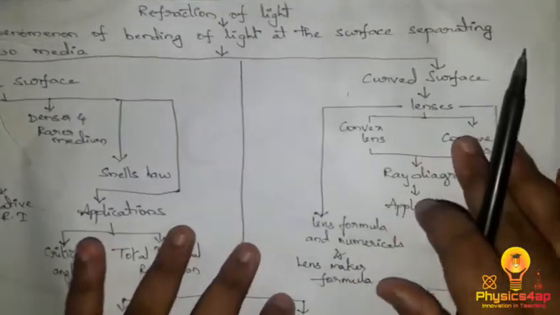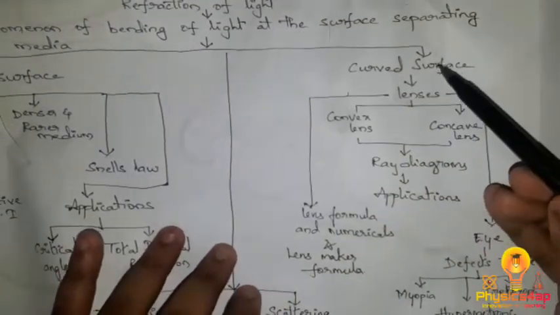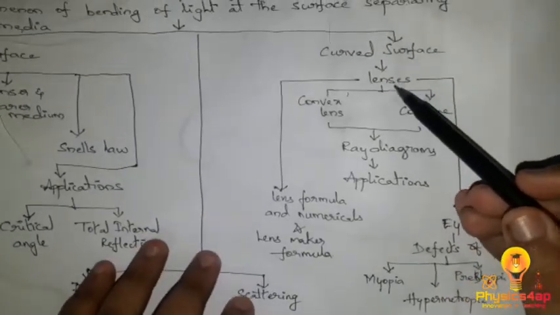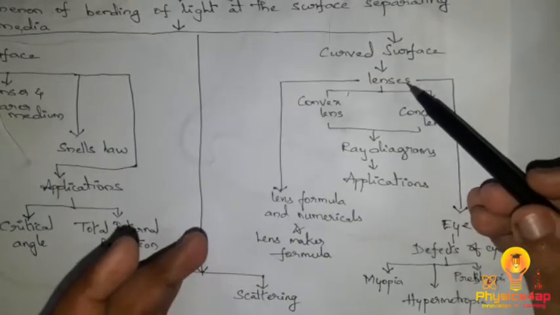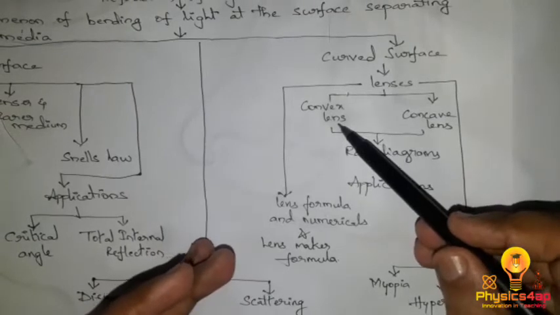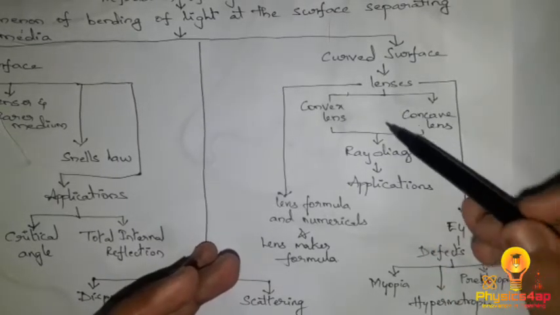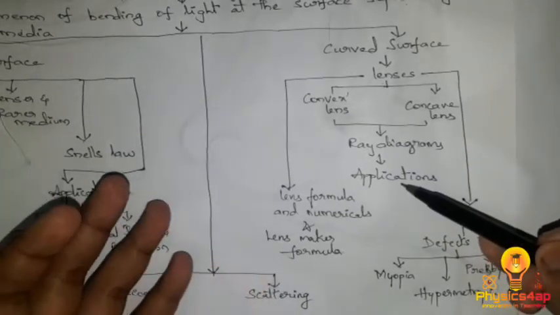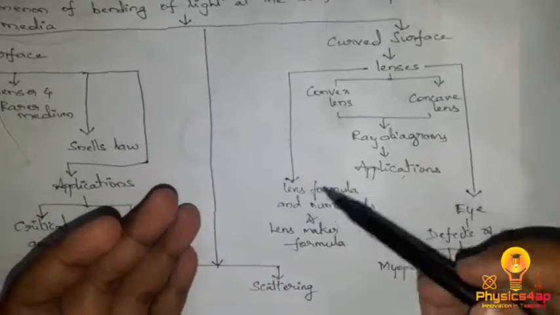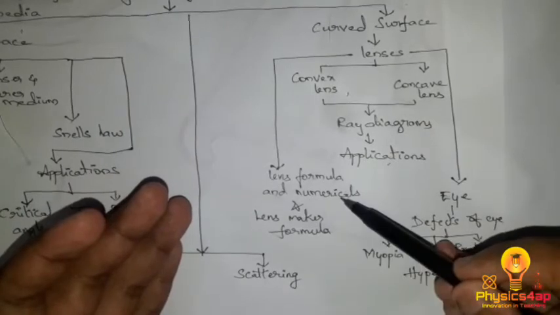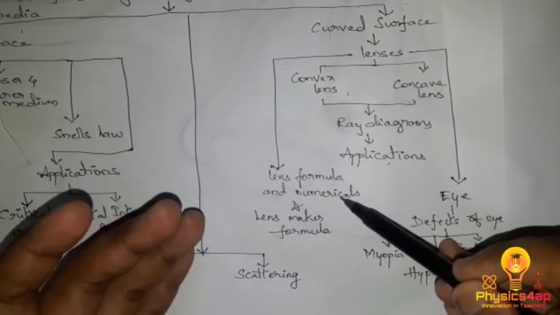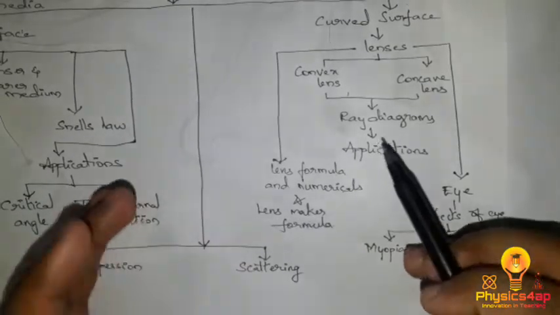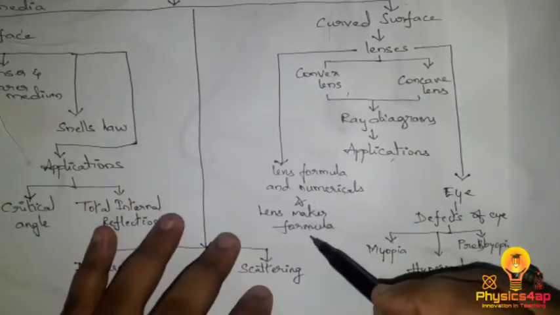Next we will discuss the curved surface. In that, mainly we will discuss lenses: what lenses are and the different types of lenses. We will discuss convex and concave lenses and their respective image formation ray diagrams and applications. We will also discuss the lens formula and numericals, how to solve the numericals, and the lens maker formula, which tells what we need to make a lens.